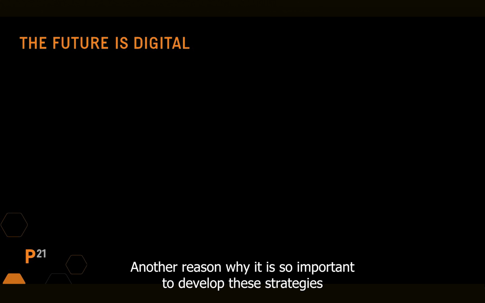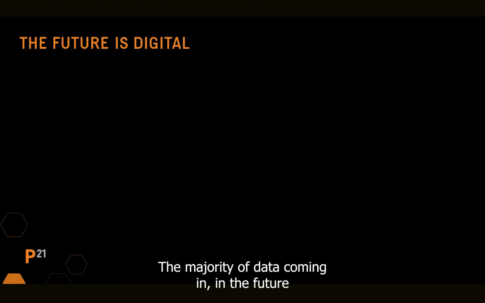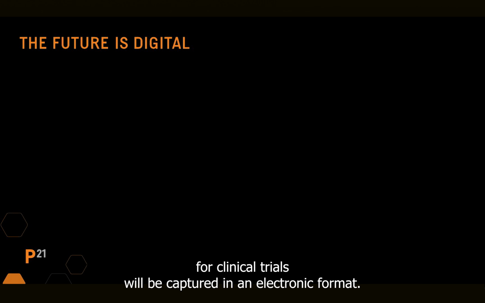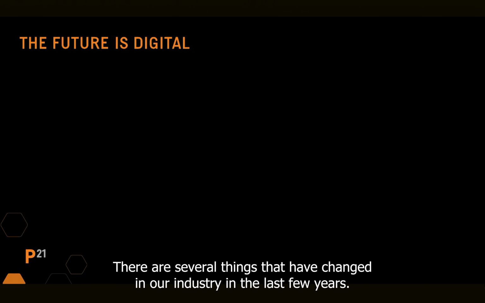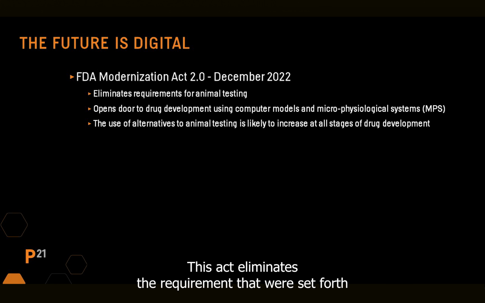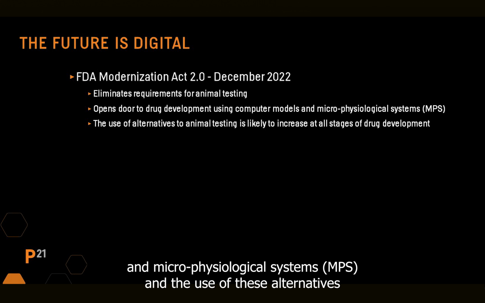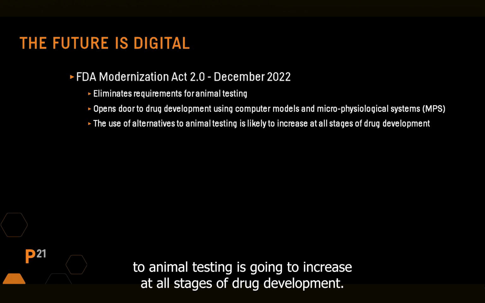Another reason why it is so important to develop these strategies is that the future is digital. The majority of data coming in the future for clinical trials will be captured in an electronic format. There are several things that have changed in our industry in the last few years. One of them is the FDA Modernization Act 2.0, which was enacted in December of 22. This act eliminates the requirements that were set forth previously for animal testing. It opens the door to drug development using computer modeling and microphysiological systems, MPS, and the use of these alternatives to animal testing is going to increase at all stages of drug development.